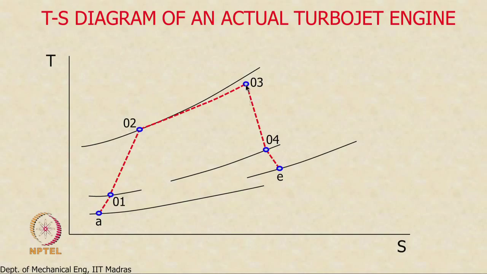And 03 to 04 is the expansion process in the turbine, which once again, because of irreversibilities, you can see that the state point shifts to the right. Whatever work it could have produced, had the expansion been isentropic, we would have just gone down here. So, whatever we are getting now is going to be less than whatever we could have obtained earlier.